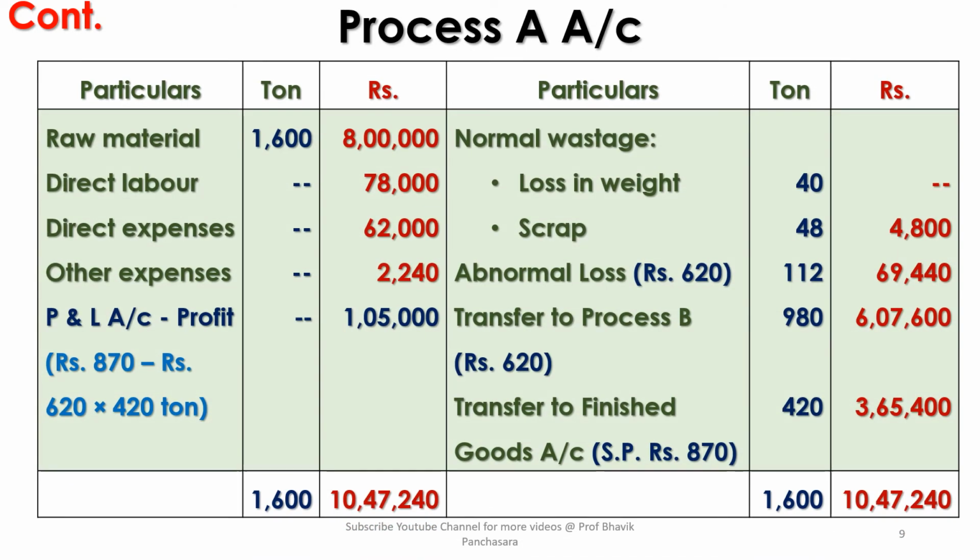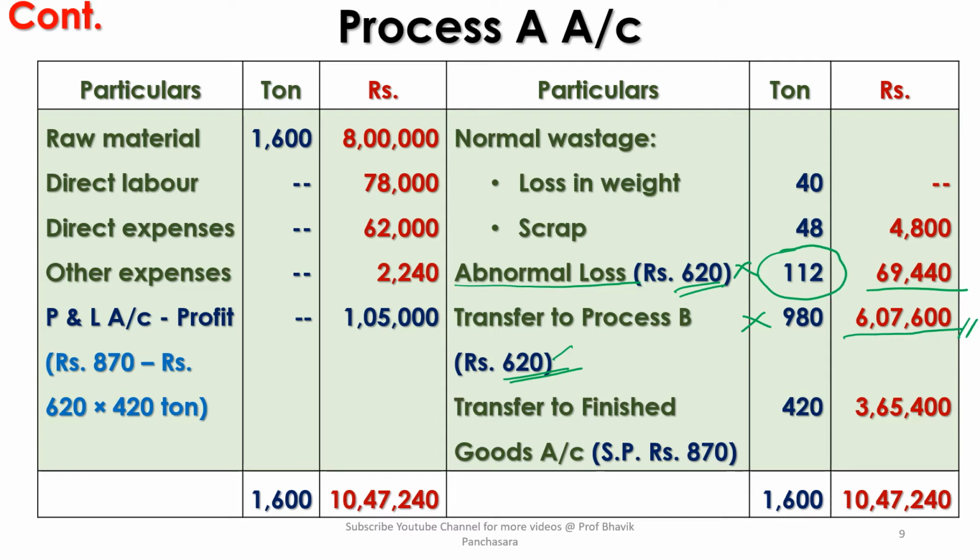Now, we will apply this 620 at two places. First, for abnormal loss tons. So, 112 into 620, we will receive this 69,440. And transfer to process B, 980 tons into 620, we will receive 6,07,600.